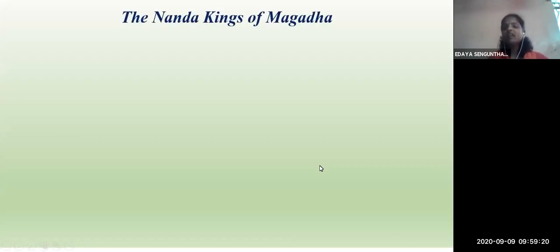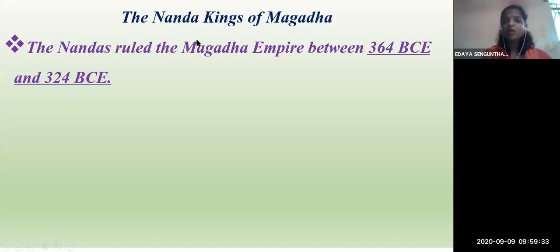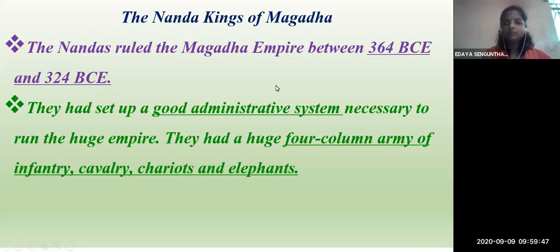Okay, now the Nanda kings of Magadha. Now the kings which we named: Bimbisara, Ajatashatru. Now the kings of the Nanda dynasty are different from them. The Nandas ruled the Magadha Empire between 364 BCE and 324 BCE.